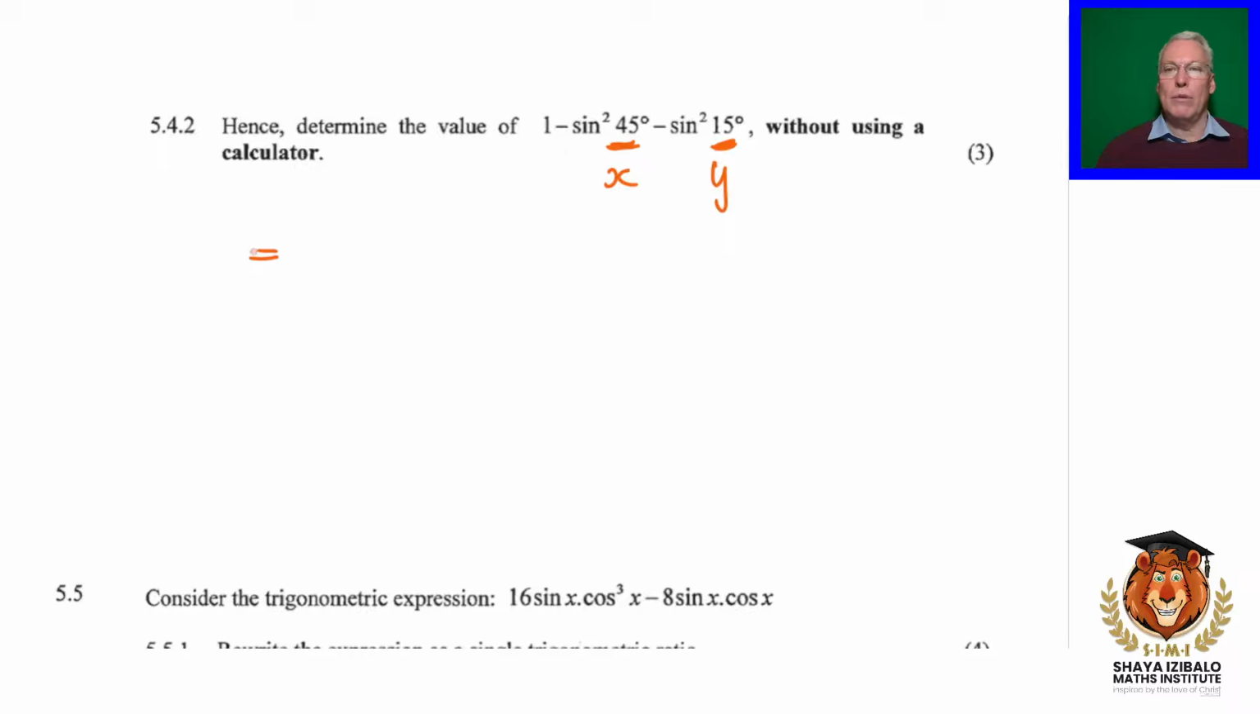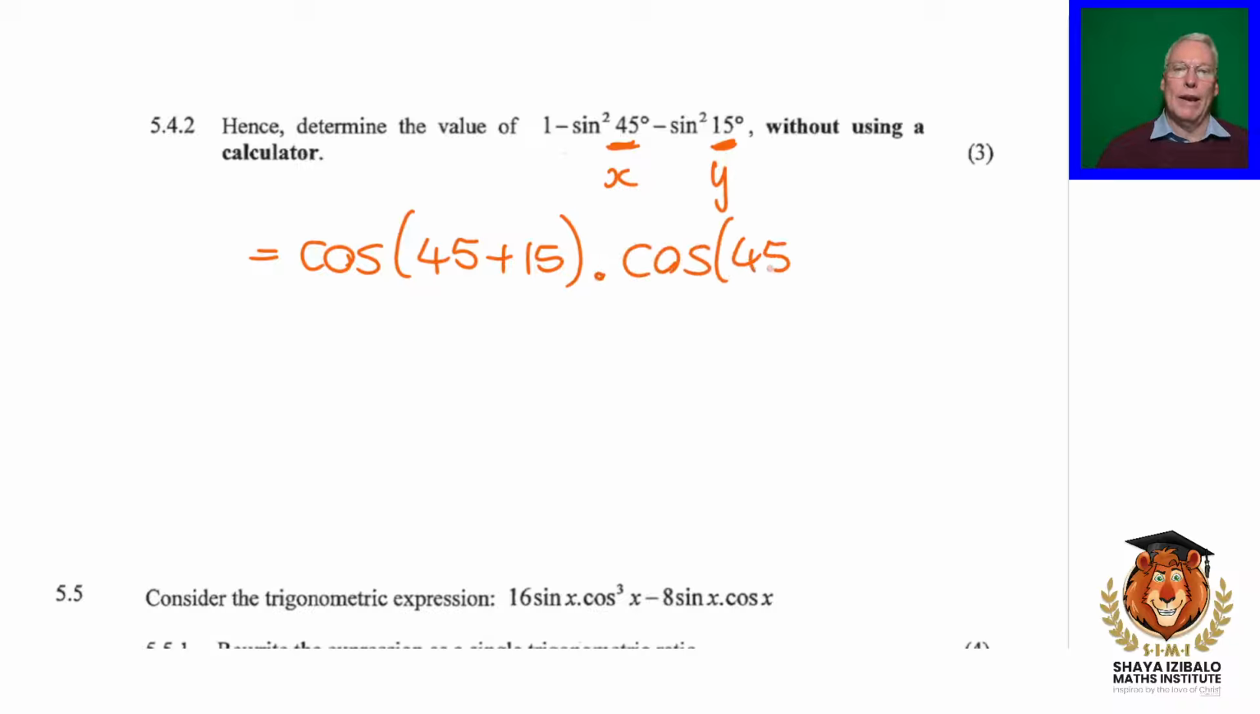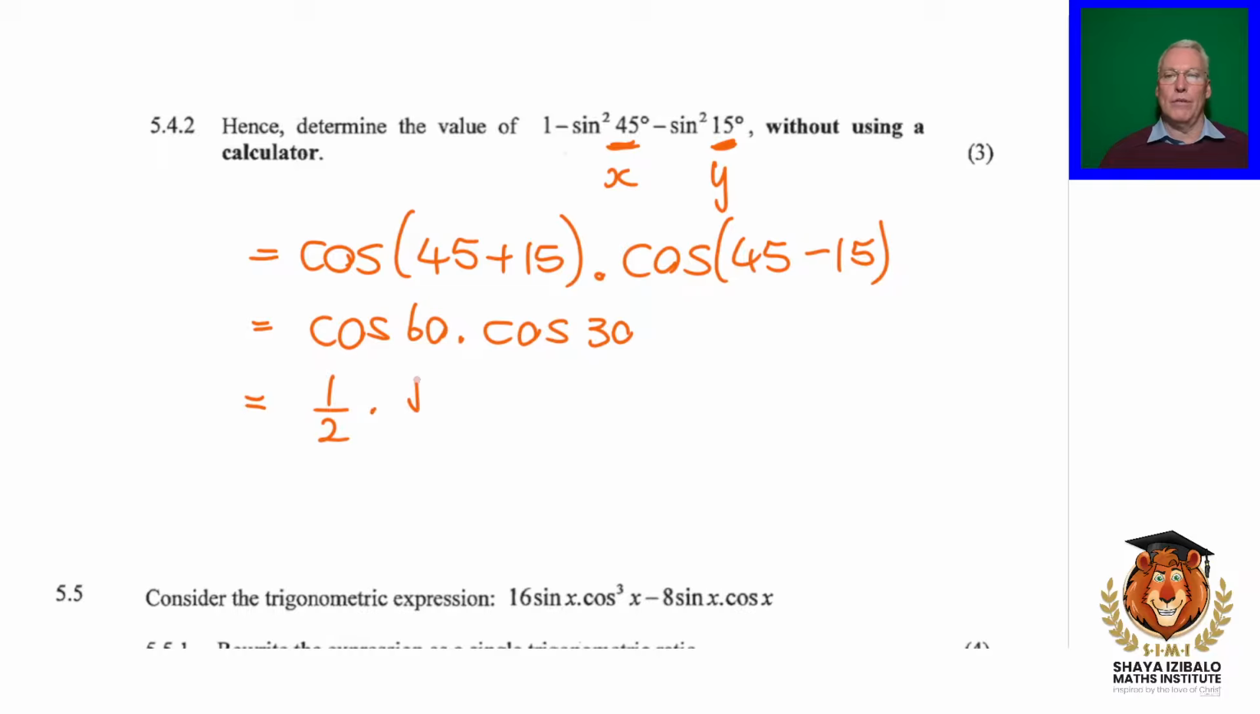So this is all going to be equal to cos of x plus y, 45 plus 15, times by cos of x minus y, cos of 45 minus 15. And this is just cos of 60, and this is cos of 30. Okay, cos of 60 is a half, cos of 30 is root 3 over 2. Those are both special angles, but you can get them from your calculator, and we get root 3 over 4 is our final answer.